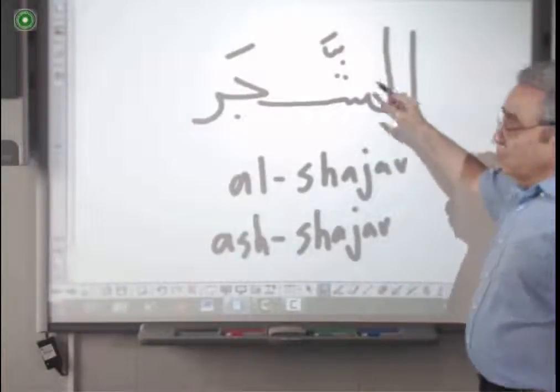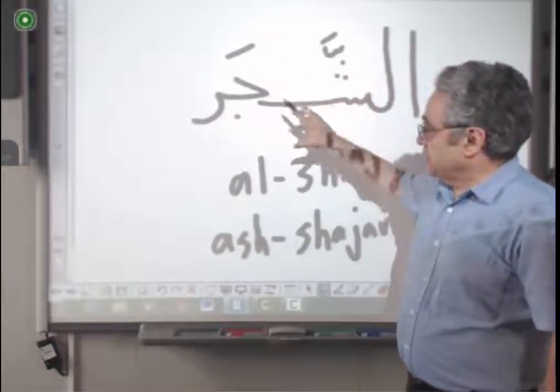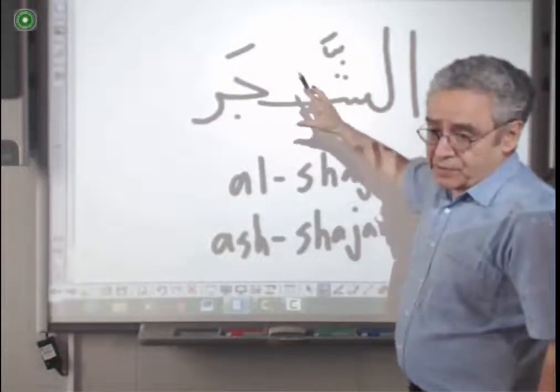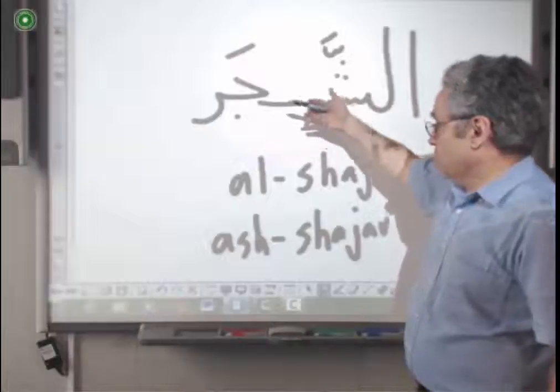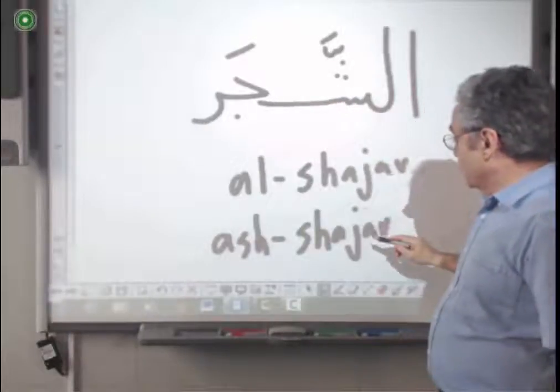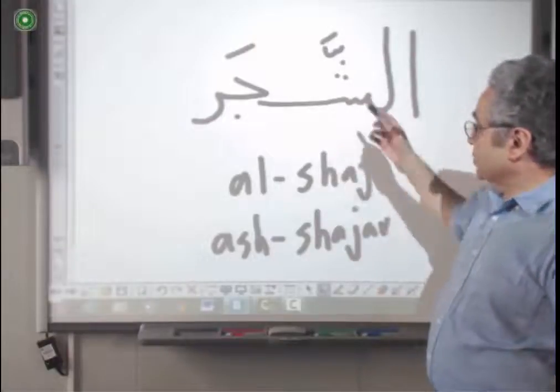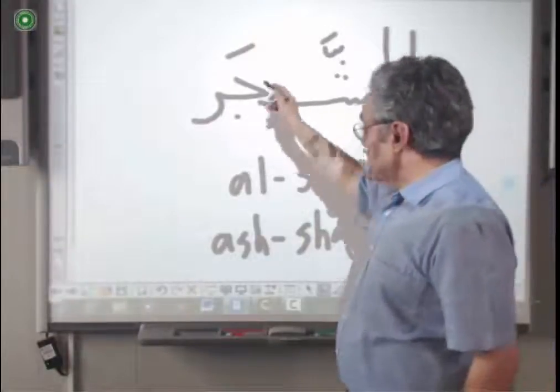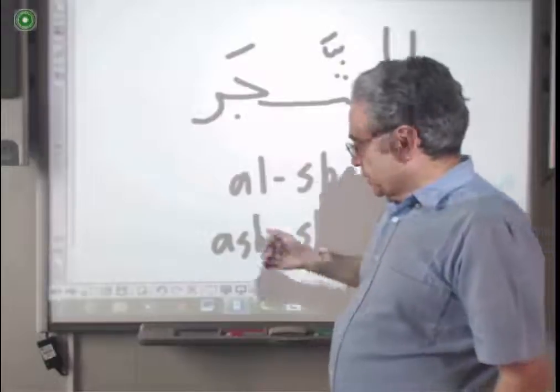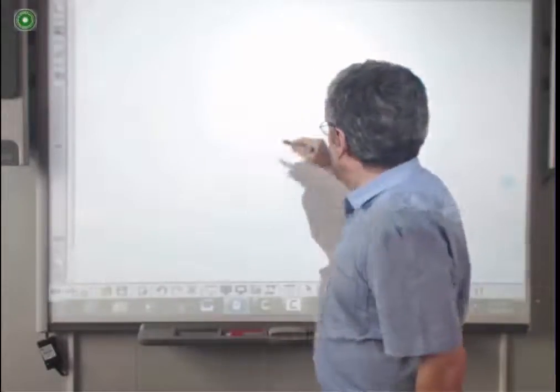So you can see with all the tongue letters, or most of them, not all of them, we are going to study them next week. We will take that lam and put shadda. And that's what you call it in Arabic, like ash-shajar. Let us take the sheen also.